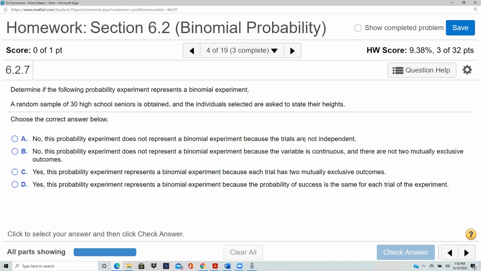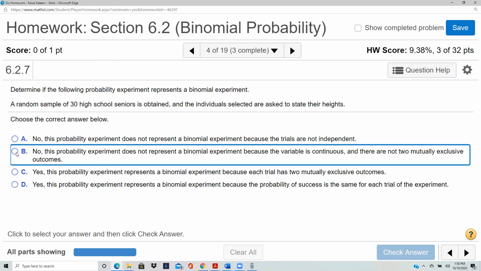Well, this one is not true because the trials are independent, because one student's height would generally be independent of another student's height. So it's still a no, but not because of the reason they are saying here. Let's look at the second reason. It says does not represent a binomial experiment because the variable is continuous and there are not two mutually exclusive outcomes. So that's the reason, because as we talked about, instead of two, there could be multiple answers here.